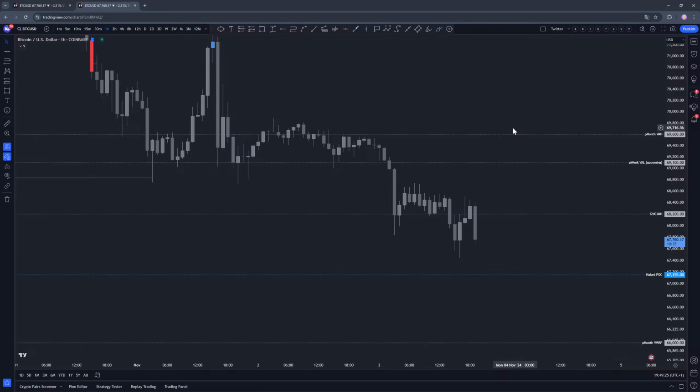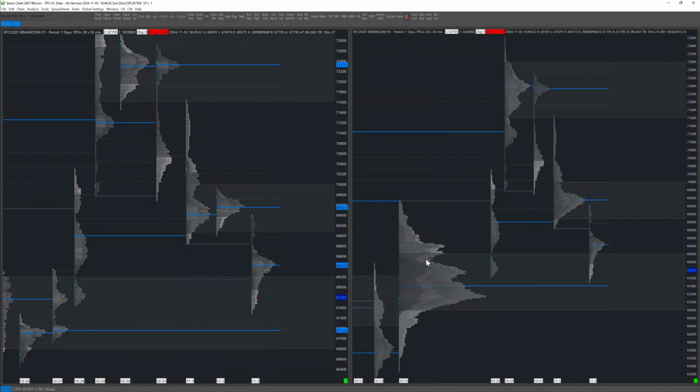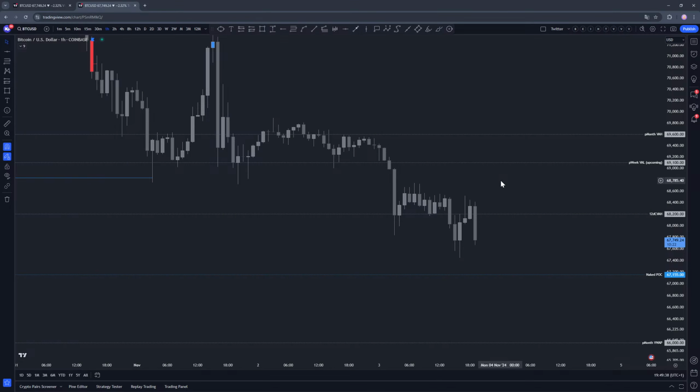What's the difference of VWAP value high, market profile value high? So for me personally, market profile value high is based on time. So these are time-based rotations, whilst VWAP are volume-weighted rotations. That's my own personal preference.